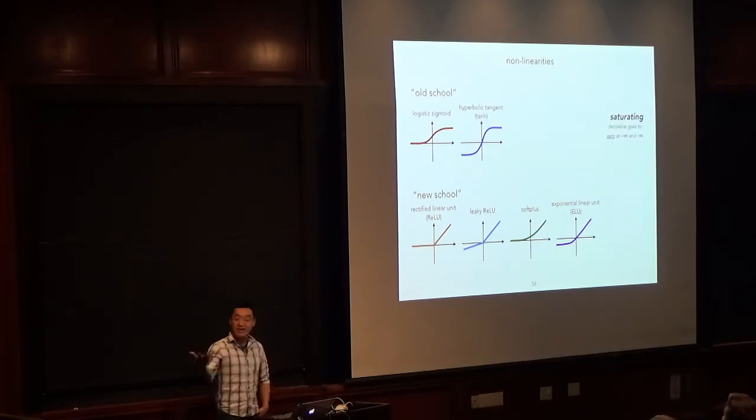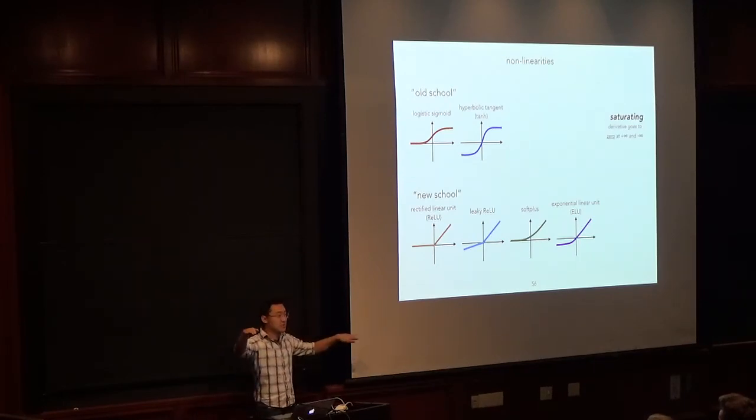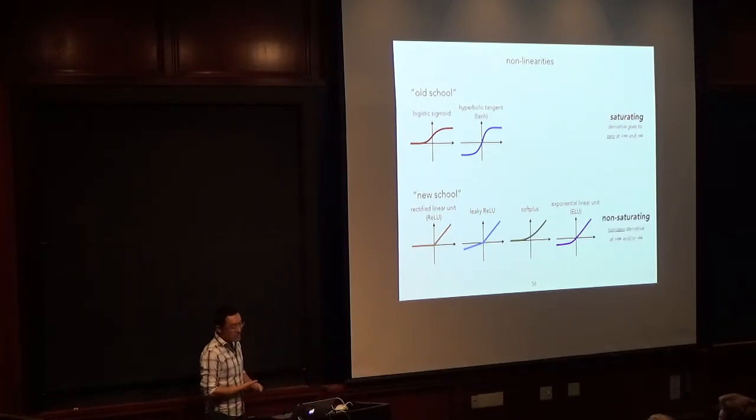The key qualitative difference is that the old school nonlinearities are saturating, right? As the raw score goes to negative infinity or positive infinity, the activation function compresses it to some saturating point. The new school ReLUs are non-saturating in at least one direction.